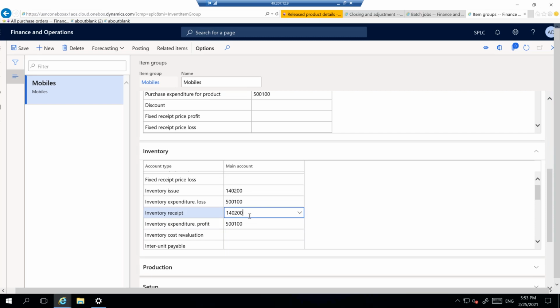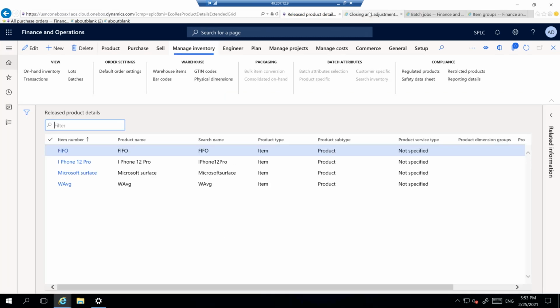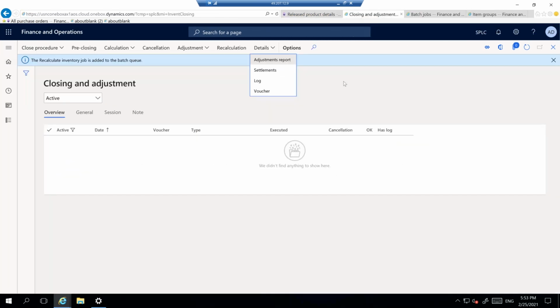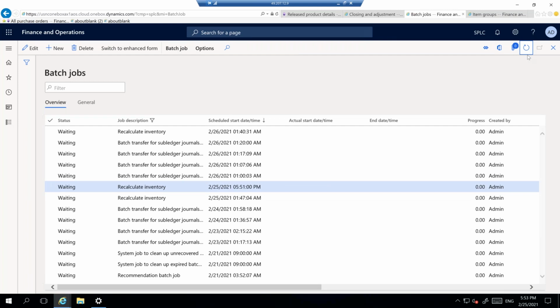Like 1401200 account debit to this account credit. If it is decreasing the value, it will update here because it is an issue. So this account will be credit and this account will be debit. So this will update automatically. Then it will show you here. My bad luck, this batch job is taking so much time. At least it is not started.